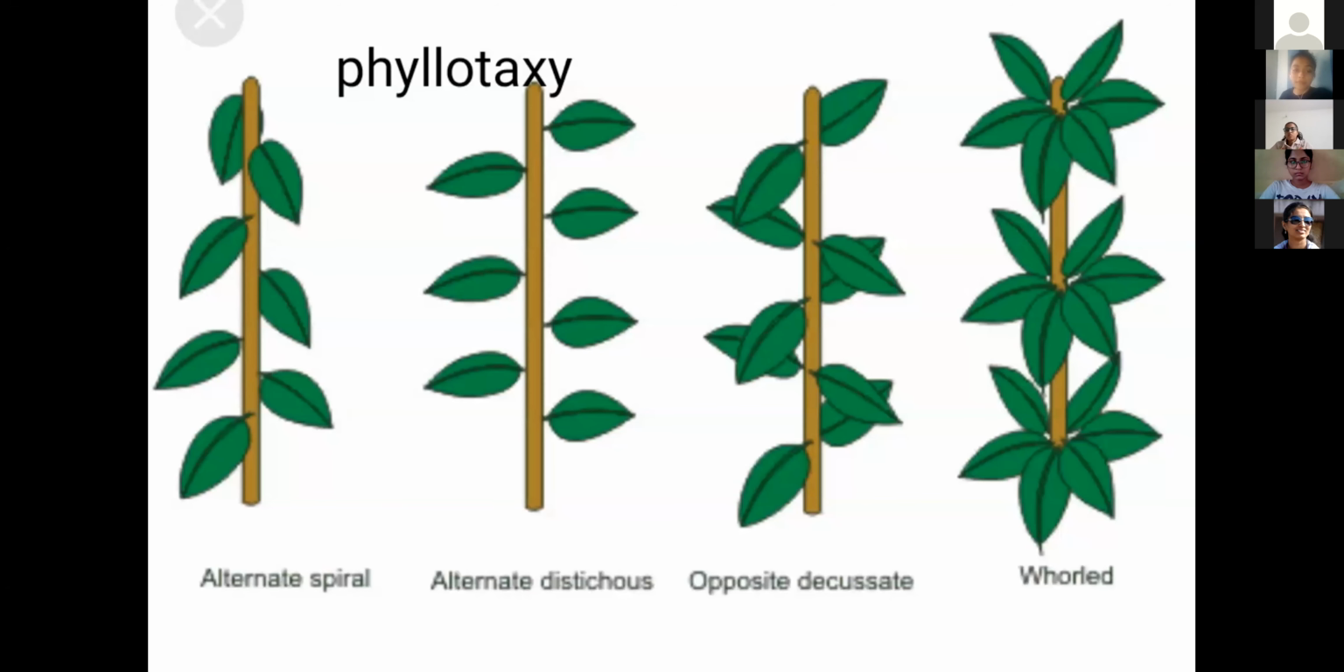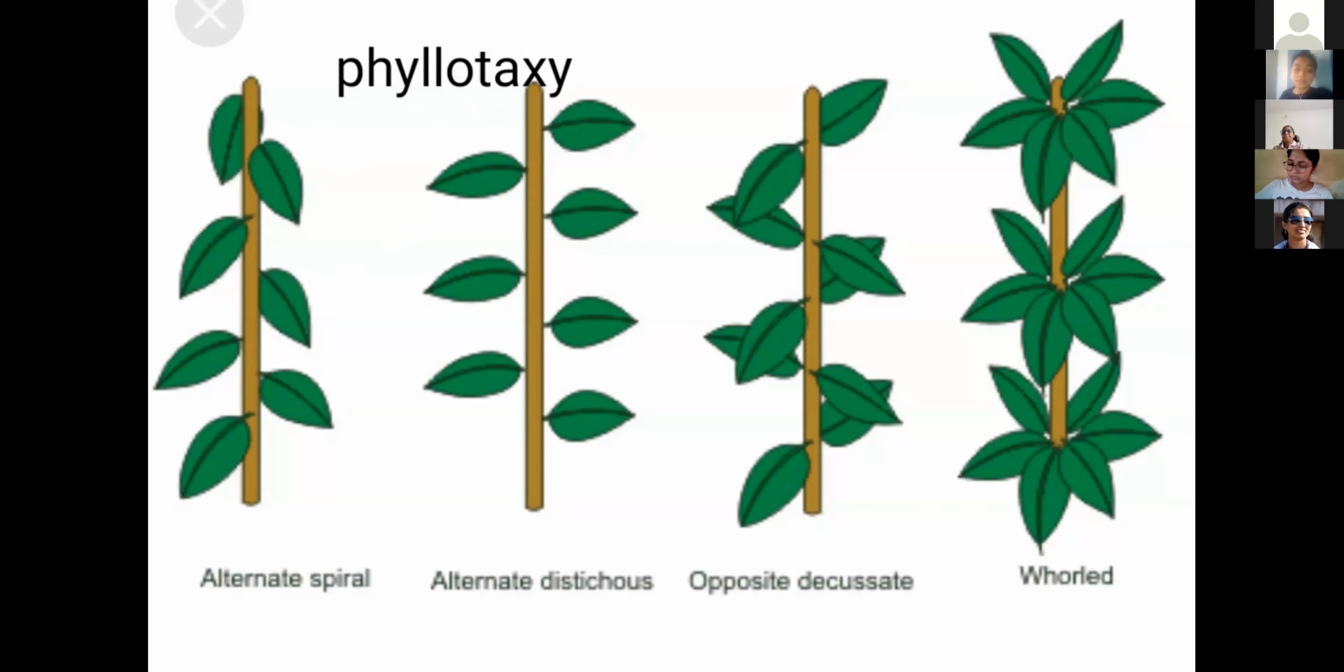Next topic is phyllotaxy. Phyllotaxy meaning what? The arrangement of leaves. Taxis means arrangement, and phyllo means leaf. Arrangement of leaves on a stem axis, stem or their branches, that we call phyllotaxy.